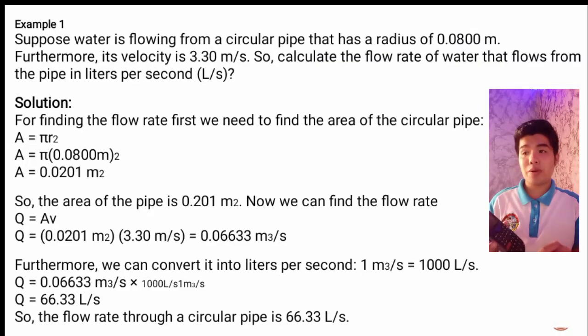So, lalabas dito yung 66.33. Yun na yung ating final answer. So, the flow rate through a circular pipe is 66.33 liters per second. Huwag nyo kakalimutan na i-input yung kanyang unit.